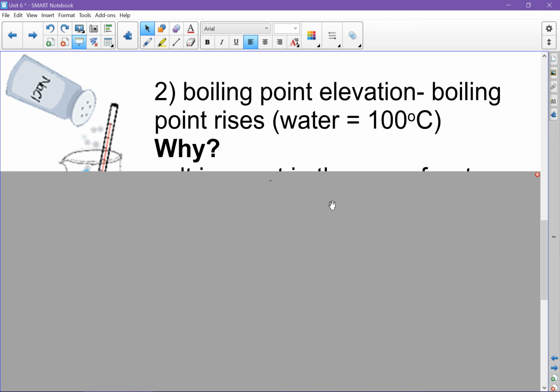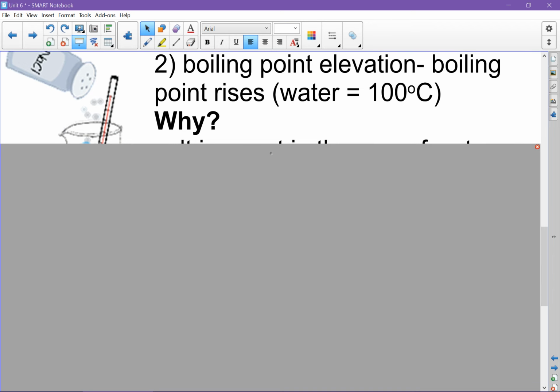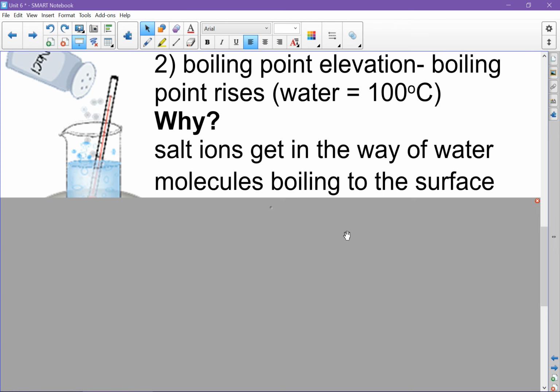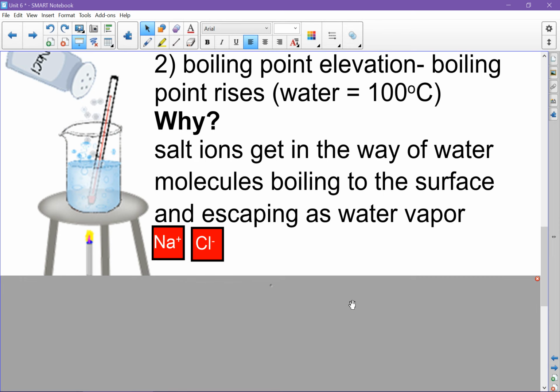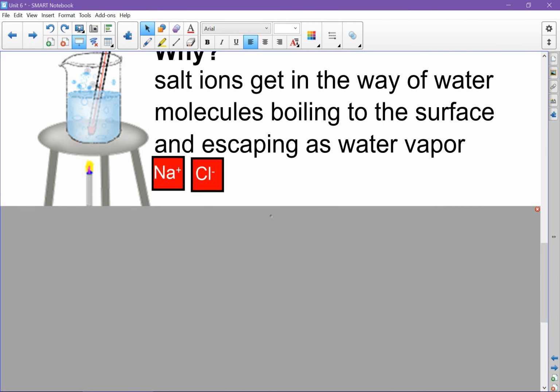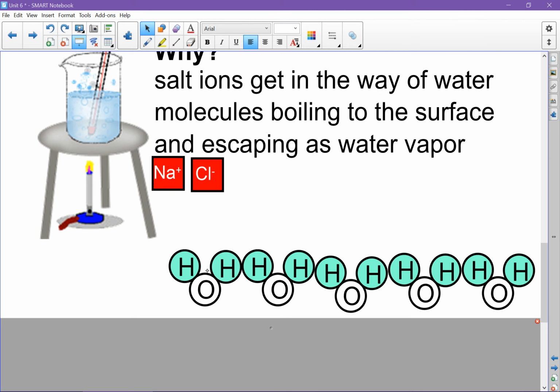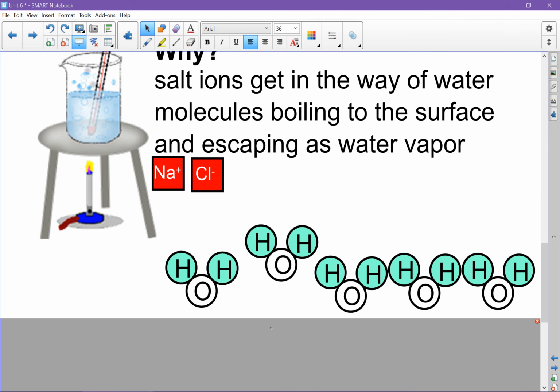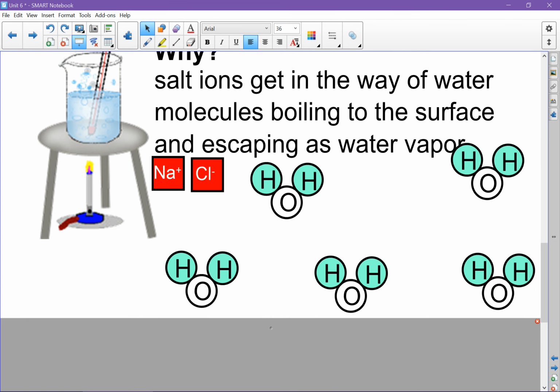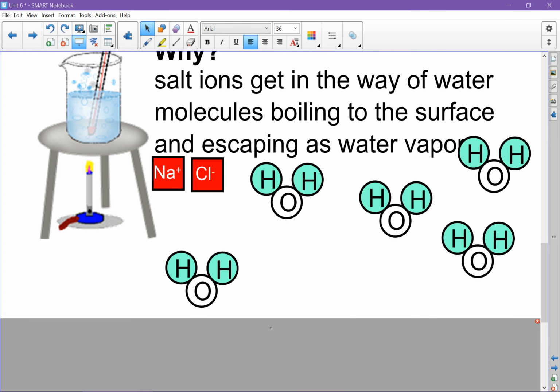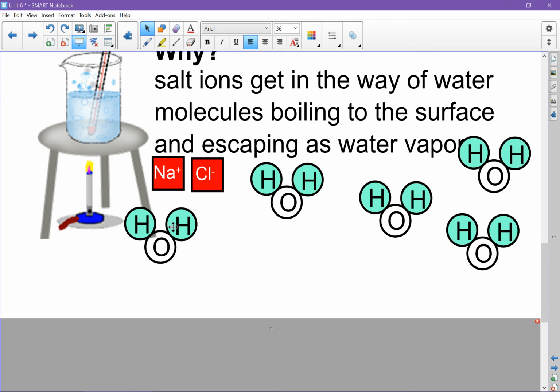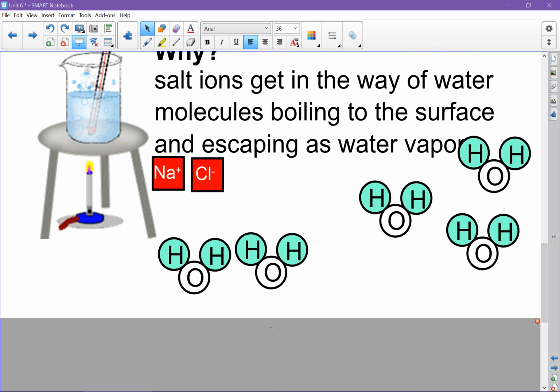Again, the reason why is really important, but it's kind of similar. The ions are basically in the way. The salt ions get in the way of the water molecules boiling to the surface. They want to escape as water vapor, but the salt ions are in there and block their way out. So again, here are my liquid water molecules. They're kind of close. Normally they would bounce up, and remember, a gas becomes very spread out. So they would leave the surface of the water, evaporate, and become very far apart from each other.